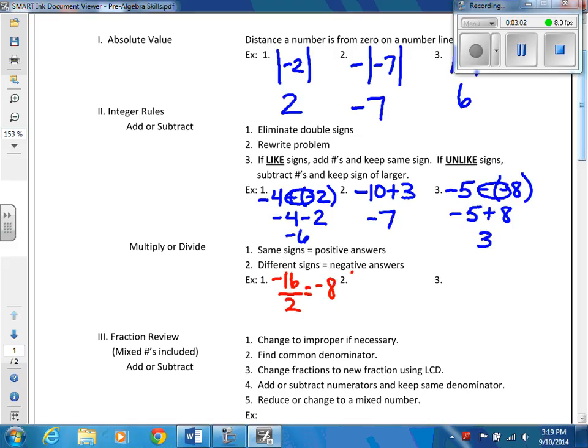Okay, if I have -4 times -7, that shows you multiplication because there's no other sign between the two parentheses. A negative times a negative is a positive. 4 times 7 makes 28.